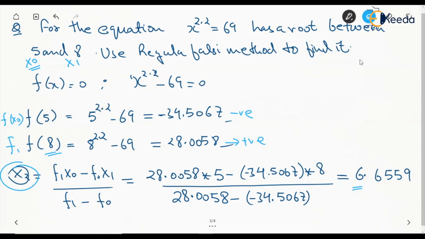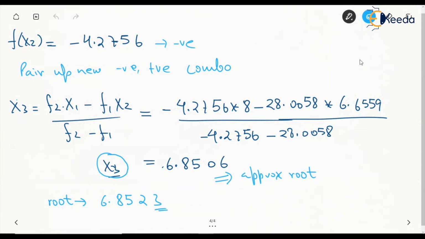There is always a possibility that, rather than asking the root or the solution, they may ask you what will be the value after 4 iterations. So after one iteration we have 6.6559, after the second iteration we have 6.8506, and expectedly the next, that is the third iteration, will give a more approximate value, which will be closer to 6.8523, which is the exact root, which we can calculate using calculators just to cross check. So this is the answer.